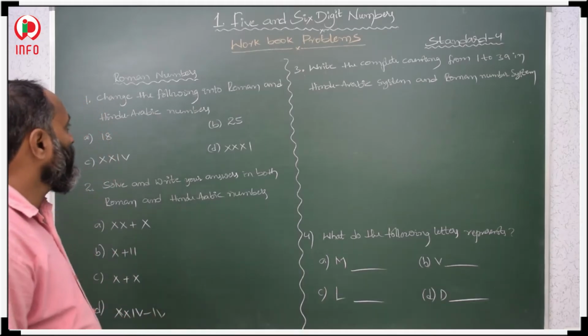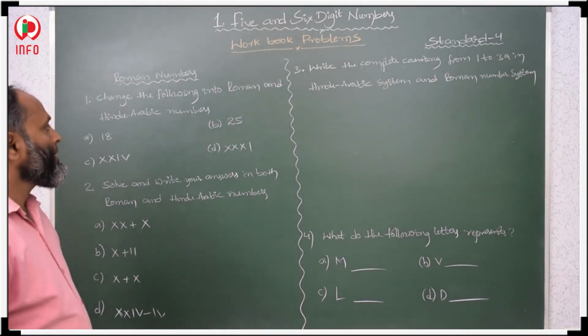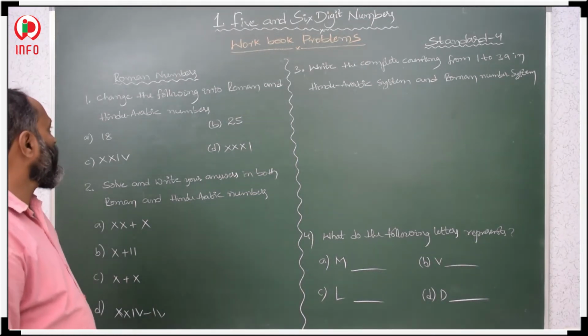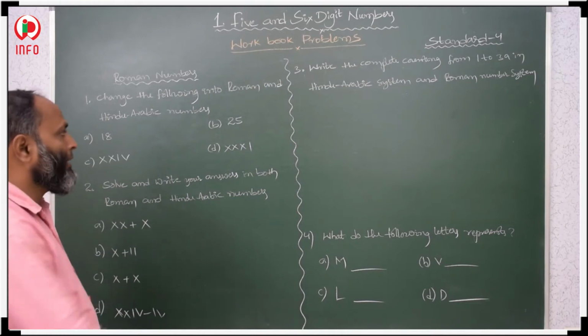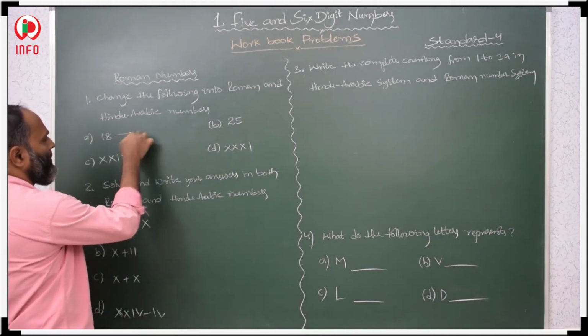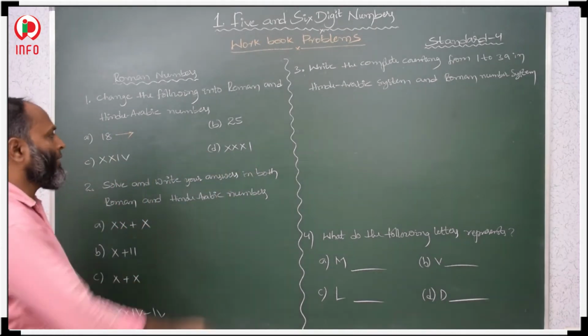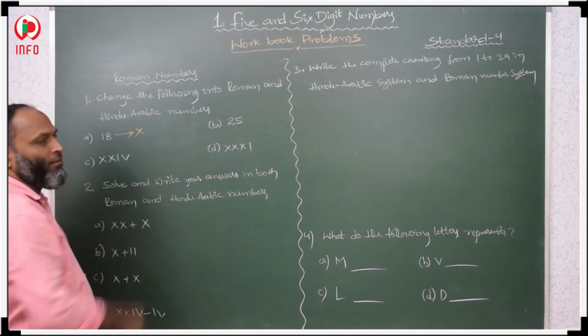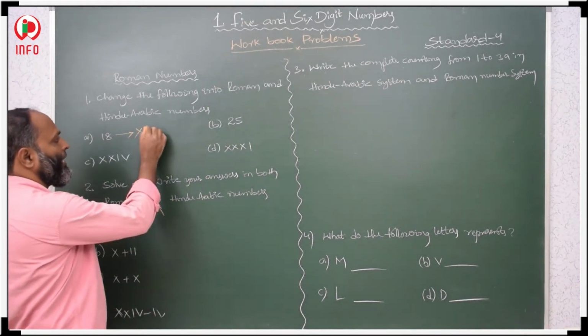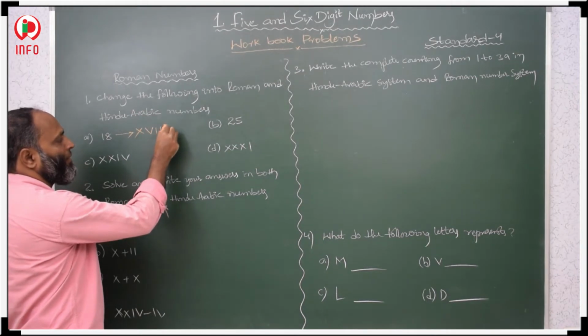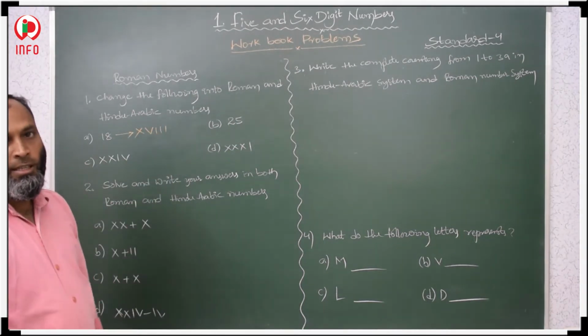Now, Roman numbers. Change the following into Roman and Hindu Arabic. So 18 we have to write in Roman numeral. How to write? This is 10, and 8. How can we write 8? VIII. This is 8, so 18.